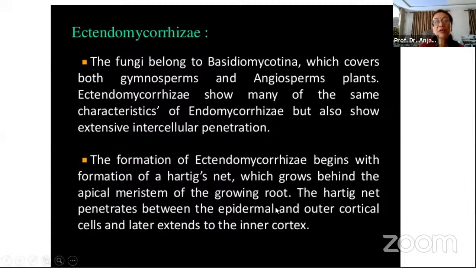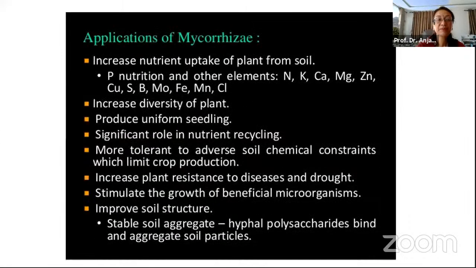The formation of ectendomycorrhizae begins with the formation of the Hartig's net, similar to ectomycorrhiza. Then it grows behind the apical meristem of the growing root, and the Hartig net is a network outside the root surface. After this Hartig net formation, it starts to penetrate between the epidermal and outer cortical cells, and later extends to the inner cortical cells of the roots. Now, what are the applications of mycorrhizae?